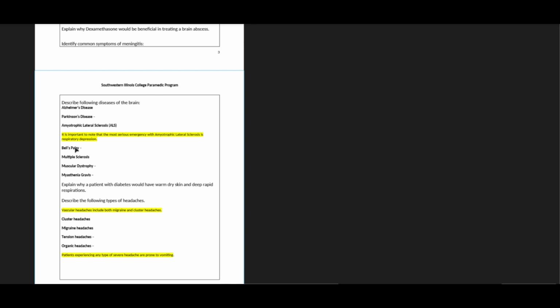Okay. Bell's palsy. So Bell's palsy, this is a sudden onset usually of one-sided, so unilateral, facial weakness or paralysis. And this is caused by some kind of damage or insult to the seventh cranial nerve, which is the facial nerve. And when this happens to people, they think it's a stroke because it can look like a stroke, except that all of the symptoms and the neurologic findings will be in the face.